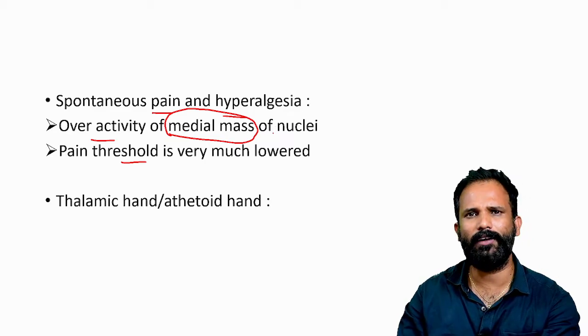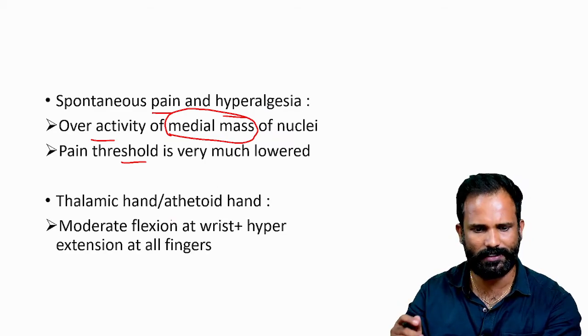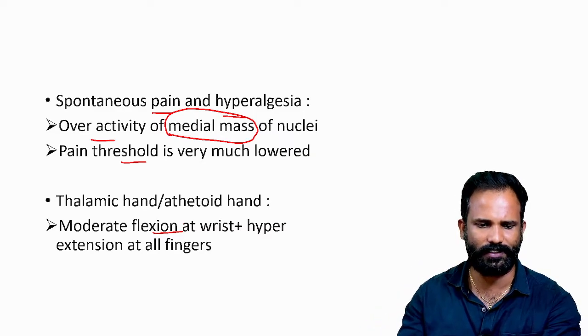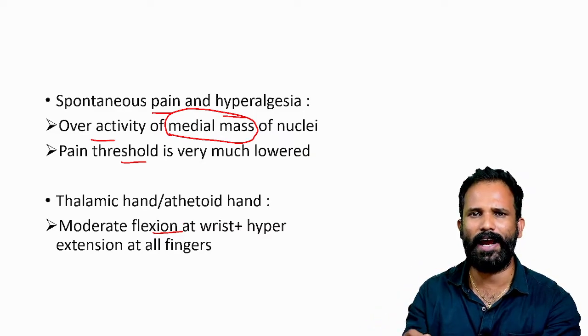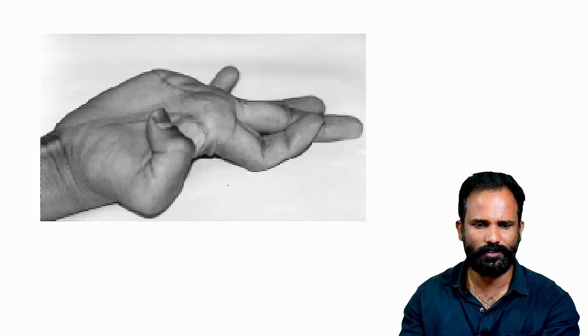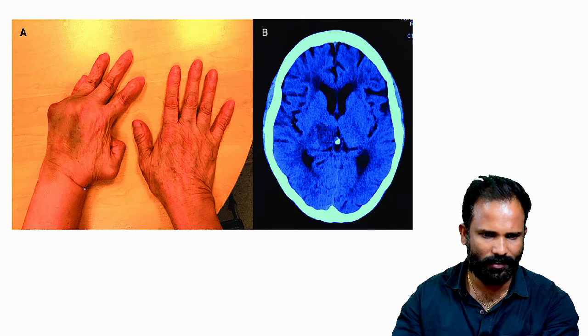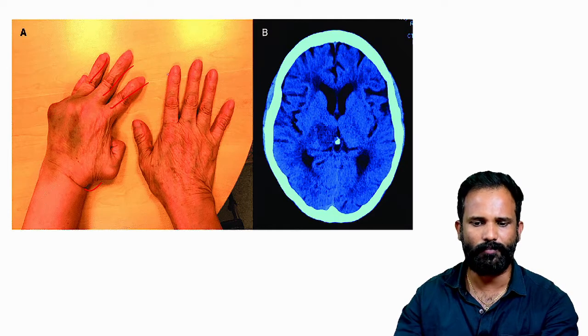Thalamic hand or athetoid hand. There is a moderate flexion at the wrist with hyperextension at the fingers. That is called thalamic hand or athetoid hand. So this is the diagram of thalamic hand. I can show you here, slight flexion at the wrist and extension at the fingers. And this is the infarct at the thalamic region.